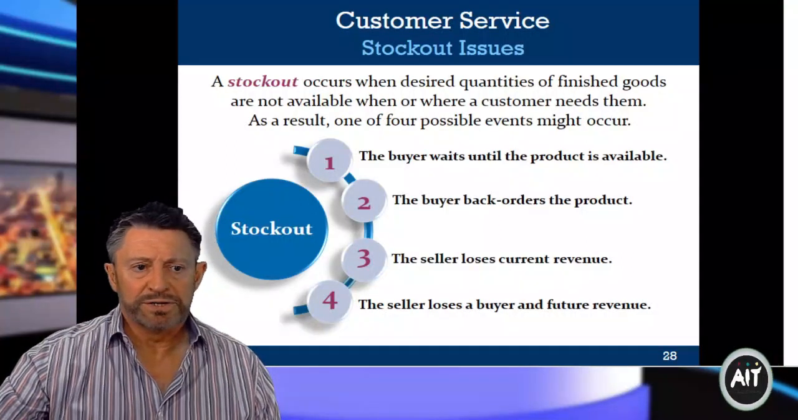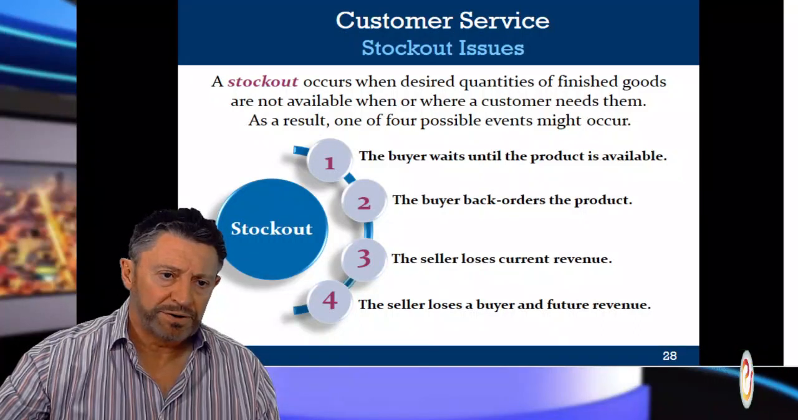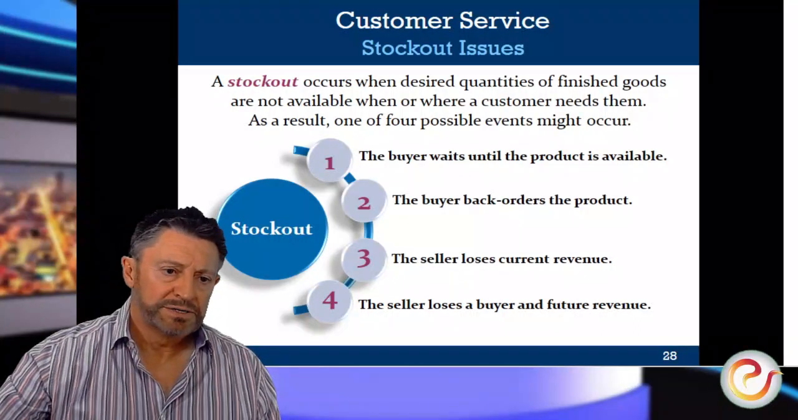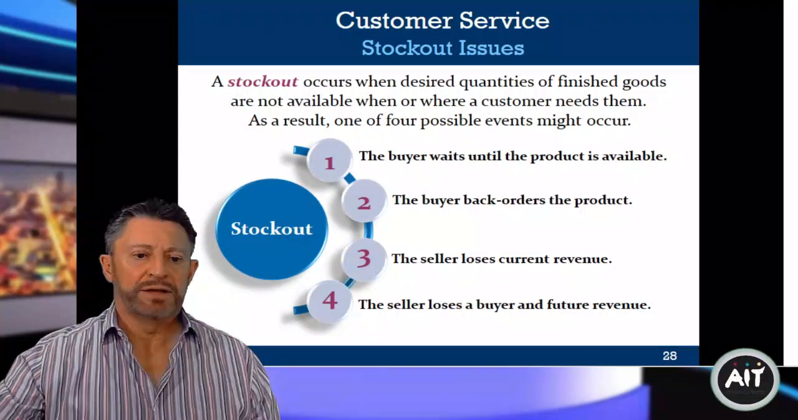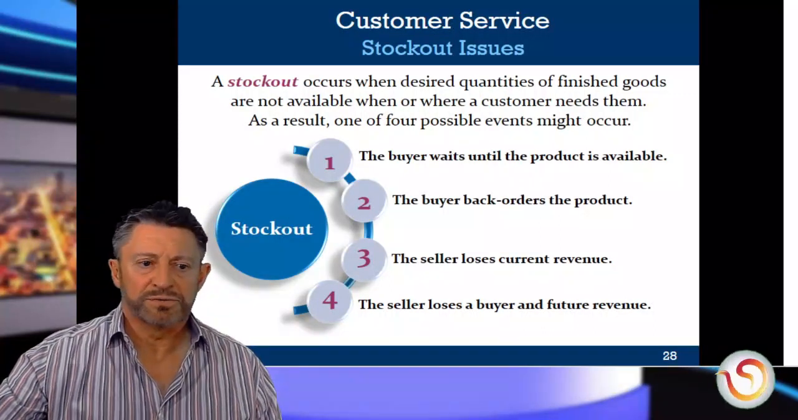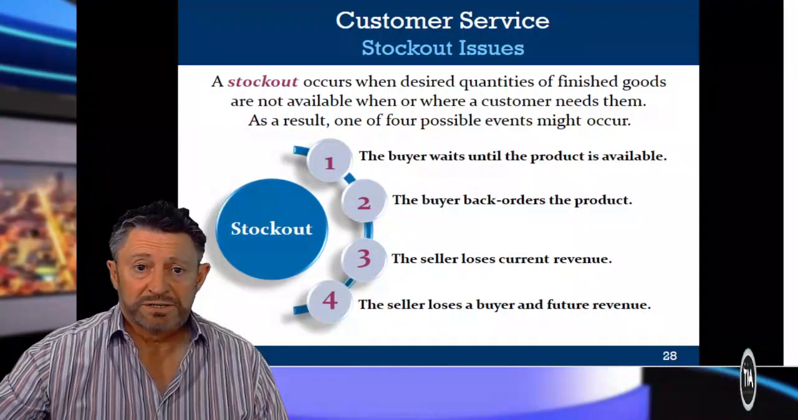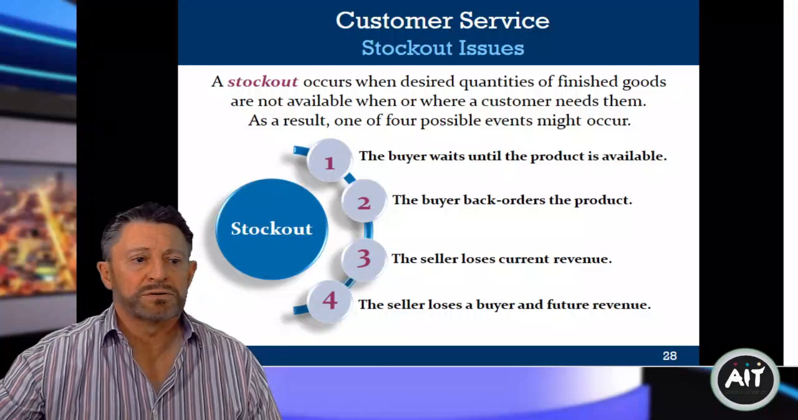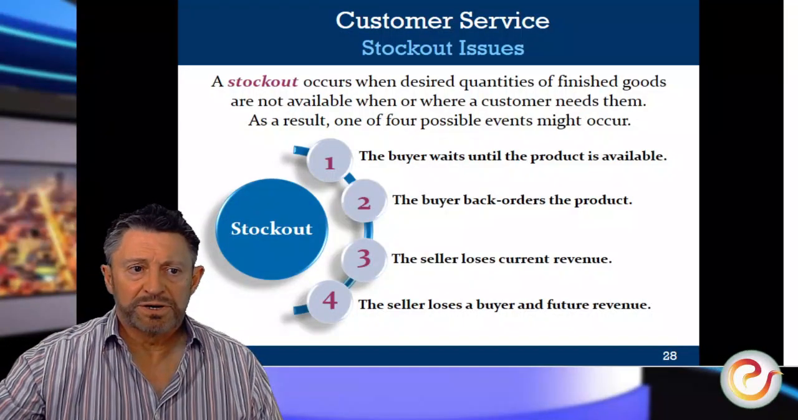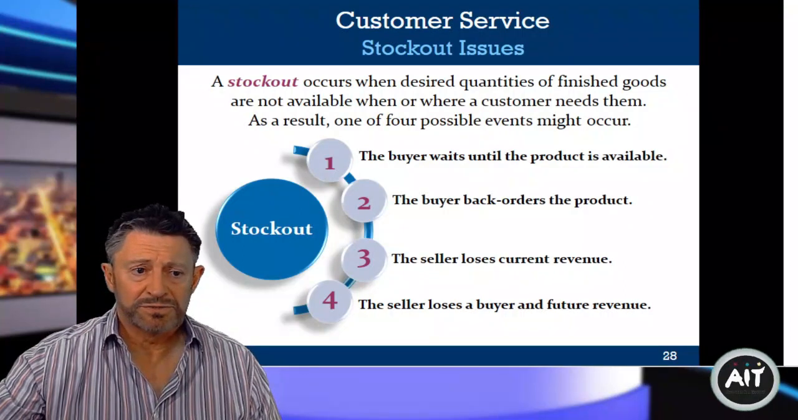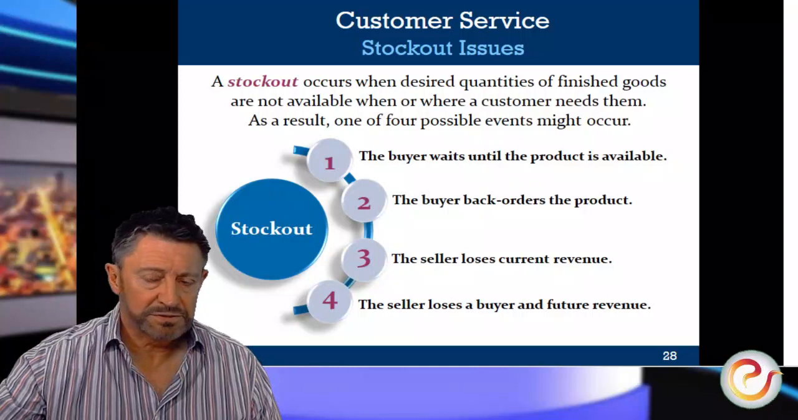Of course, the buyer waits until the product is available, and the buyer back orders the product, or the seller loses current revenue, and the seller loses a buyer and future revenue, and so on. So as a consequence of a stock out, as I said, it's a mortal sin. These are the 4 possible events that might occur as a result. Fundamentally, you might lose the customer, and the cost of getting back that customer could be substantial, depending on the products and services.